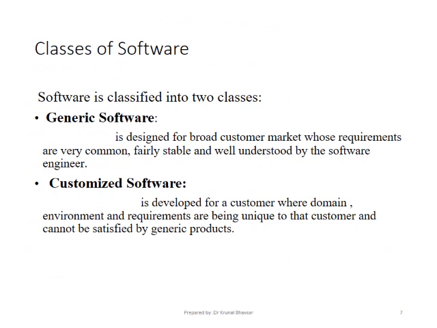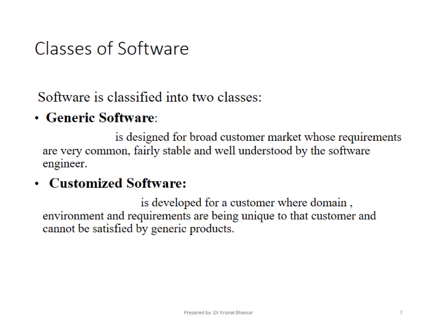Classification of software: there are two classes. First is generic software, second is customized software. Generic software is designed for a broad customer market whose requirements are very common, fairly stable and well understood by the software engineer. The best examples are Word, Excel and PowerPoint. This is the office suite, which all customers work with.